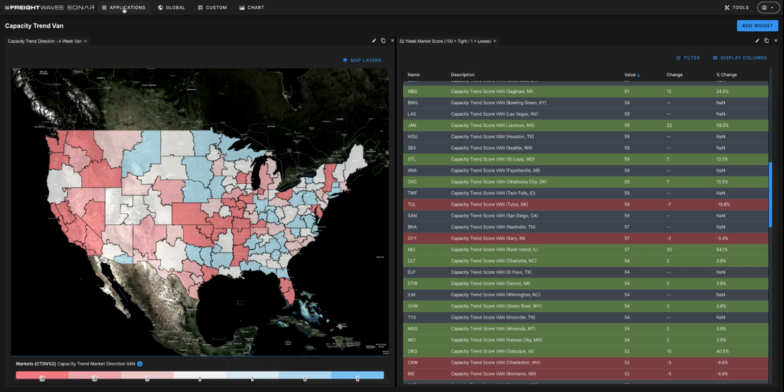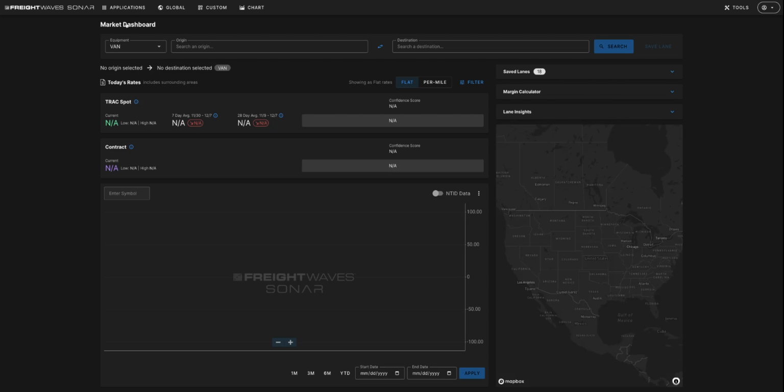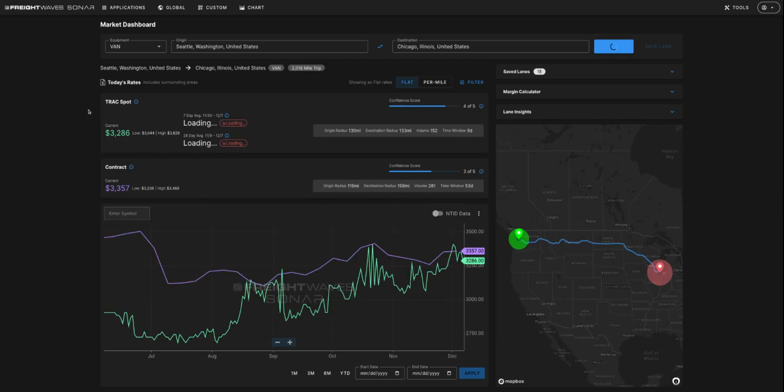Now going into the market dashboard, I'm going to go back up to applications and click on market dashboard. The market dashboard has the ability to show you van and reefer rates on a single lane search. So you would just type in your origin. I will do Seattle to Chicago and choose my equipment type. I'm going to keep it on van, and then I'm just going to click search. That's going to populate everything down below.